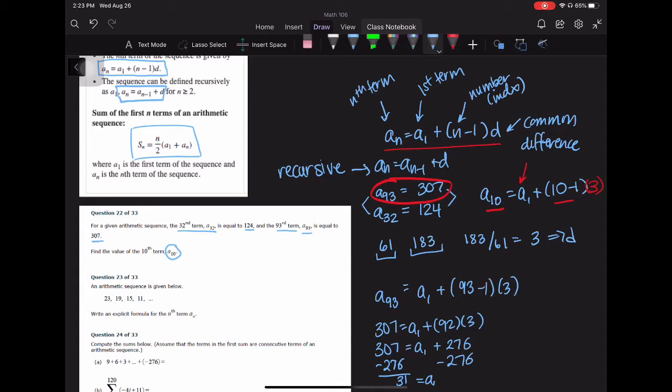Now that we have our first term, our common difference, and I know that I want to find the 10th term, I can replace A sub 1 here with 31. Now I just evaluate. A sub 10 is equal to 31 plus 10 minus 1, which is 9, times 3. I'm going to erase this to give us a little bit more room. And finally, A sub 10 is equal to 31 plus 27, which is equal to 58. And that's our final answer.